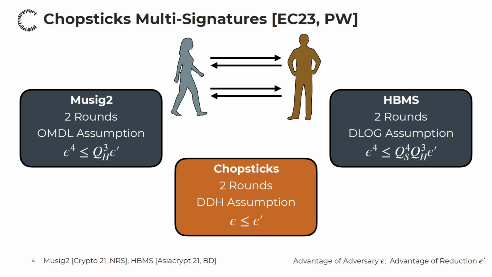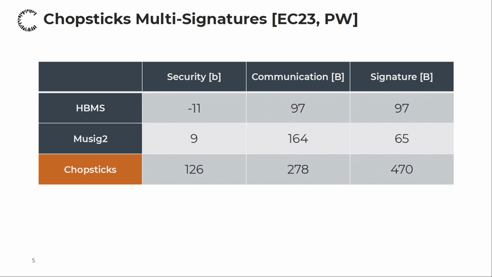Now, let's see what that means in terms of concrete numbers. So what I've written here is the security level that you get from the security bound if you assume that the underlying assumption is 128-bit hard. And what you see is that Chopsticks has still a very high security level, whereas these non-tight schemes, HPMS and Music 2, don't have any meaningful security level.